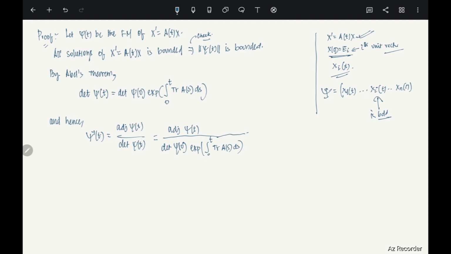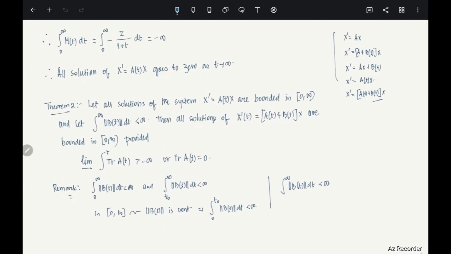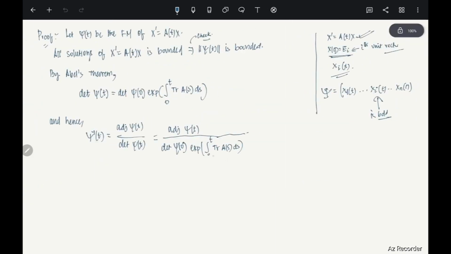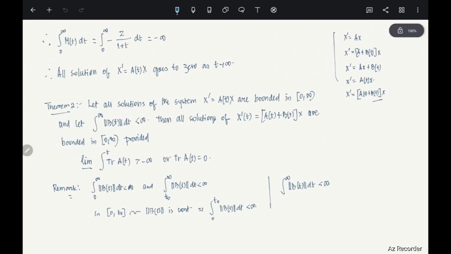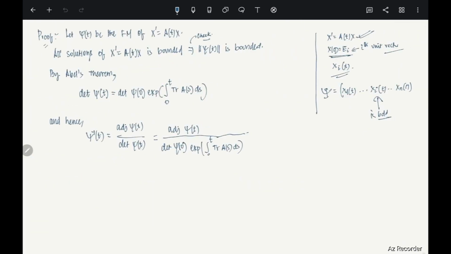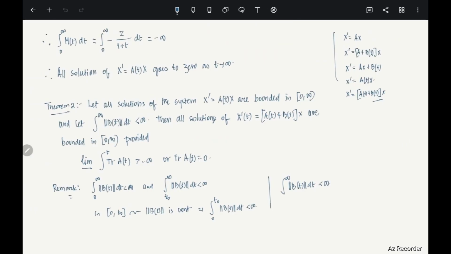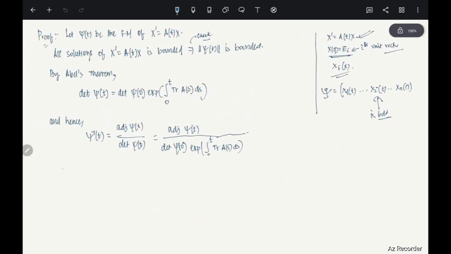Now you see the limit of the integral of the trace of A(t) is either greater than minus infinity or it is 0. If this is the case, then the exponential of this particular thing has to be bounded. If this is 0, let's say, it is basically the adjoint of phi(t) divided by the determinant of phi(0). And if the integral is greater than minus infinity, then also this is going to be bounded. Therefore, one can say that the norm of phi inverse of t is bounded.